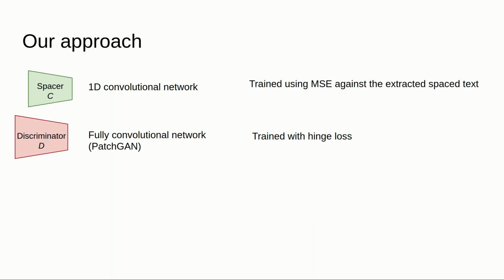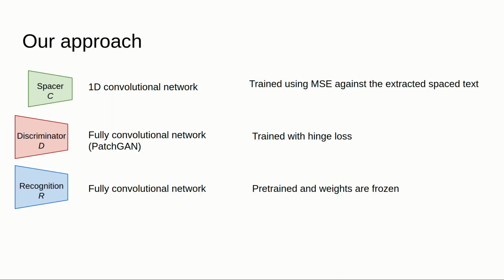The discriminator is a fully convolutional network and is trained with the hinge loss. The handwriting recognition network is also fully convolutional, unlike the standard models which use RNNs. This limits the decision-making to local features only. Unlike prior methods, we pre-train the recognition network and freeze the weights.